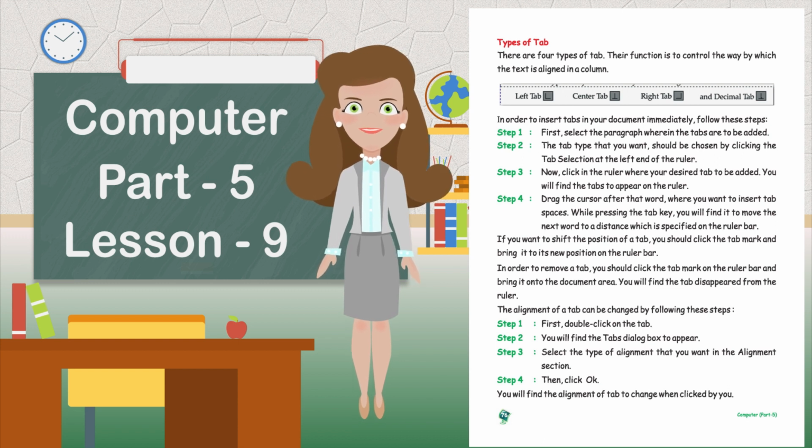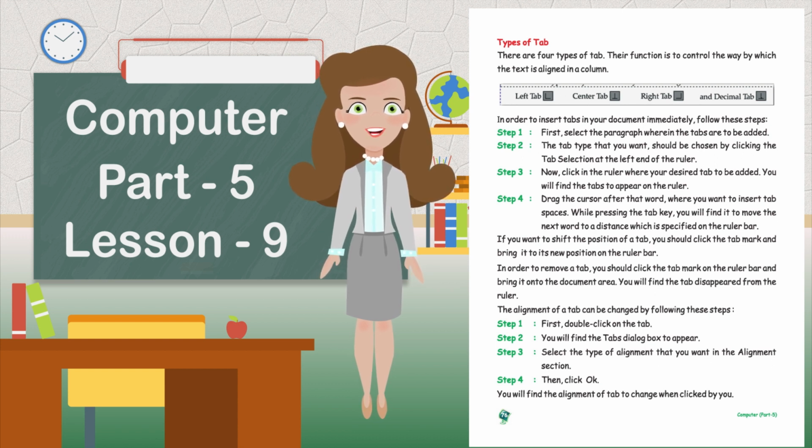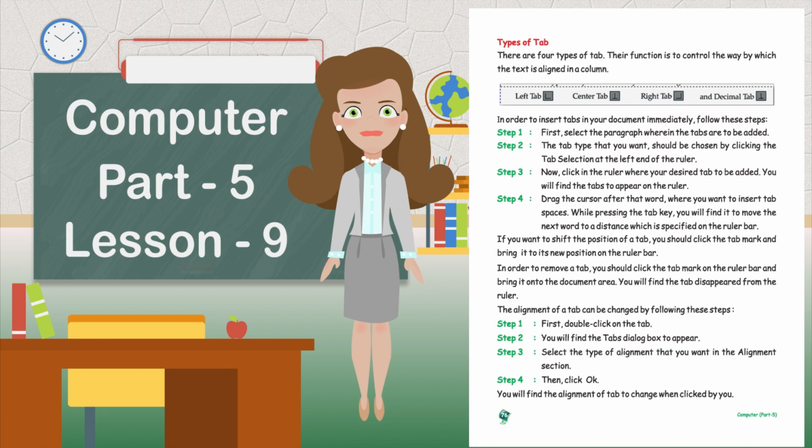The alignment of a tab can be changed by following these steps. Step 1. First, double-click on the tab. Step 2. You will find the tabs dialog box to appear. Step 3. Select the type of alignment that you want in the alignment selection. Step 4. Then click OK. You will find the alignment of the tab to change.